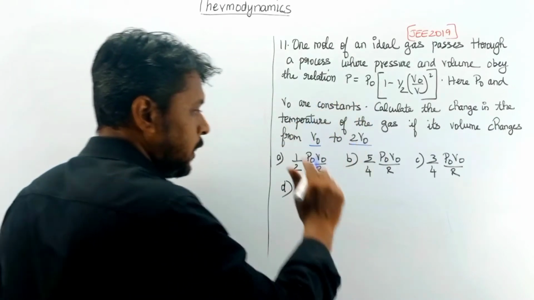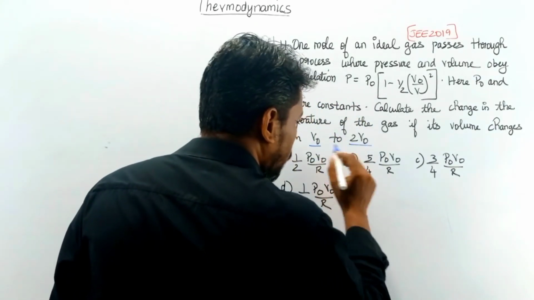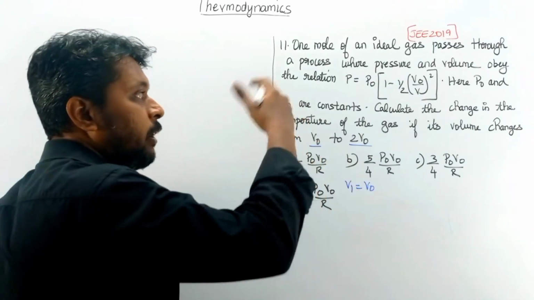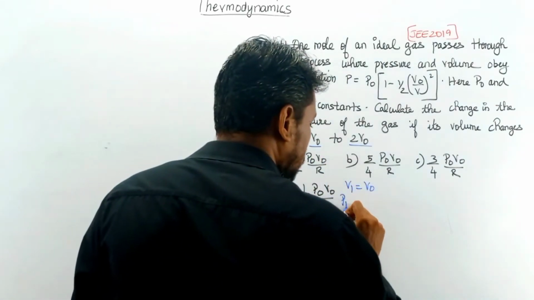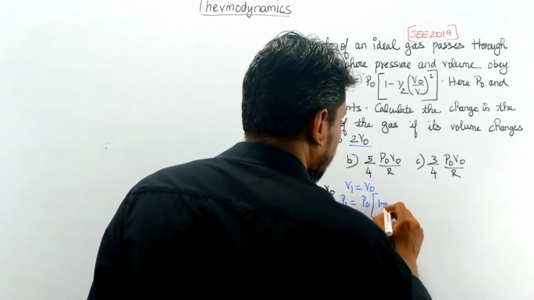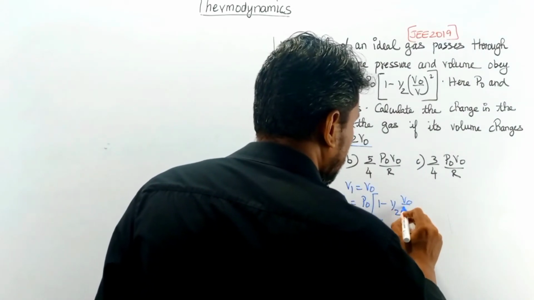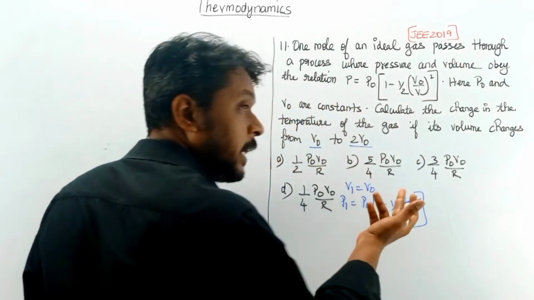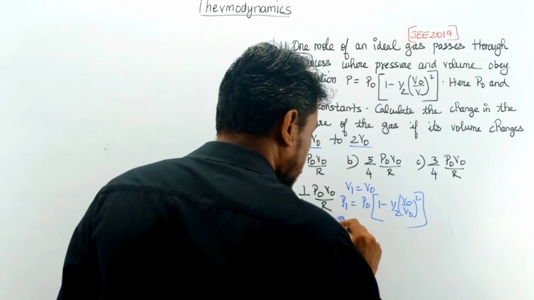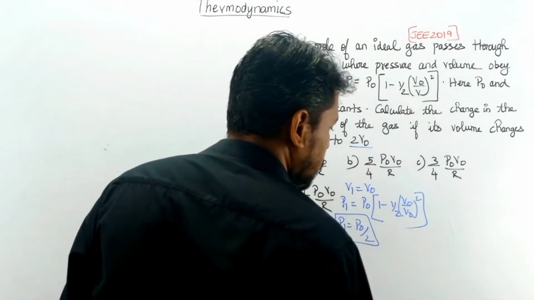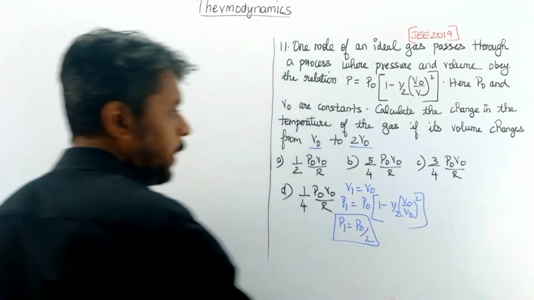Now let us take this volume V0 as V1. For this volume V1 as V0, we will find the value of P1. P1 will be equal to P0, and instead of V we substitute V0. Here V0 and V0 will get cancelled, so 1 minus 1 by 2. So P1 is equal to P0 by 2.